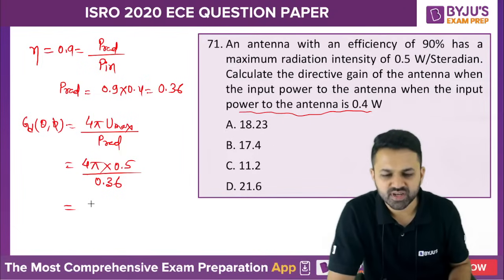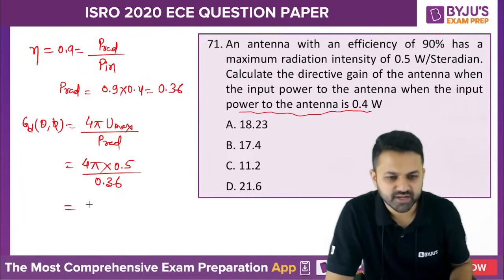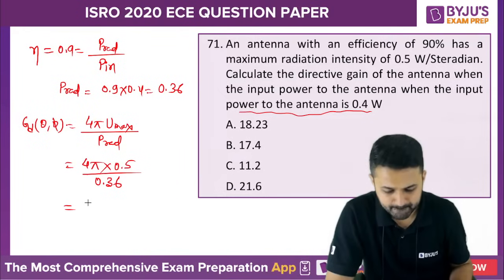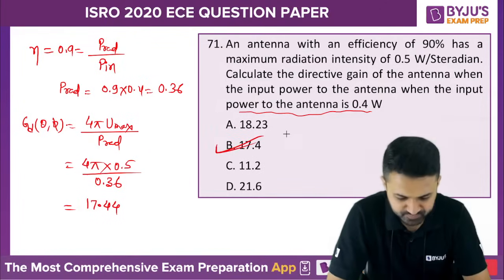So now when you calculate, 4 pi into 0.5 divided by 0.36, yes, we will get 17.44, correct. Option B.